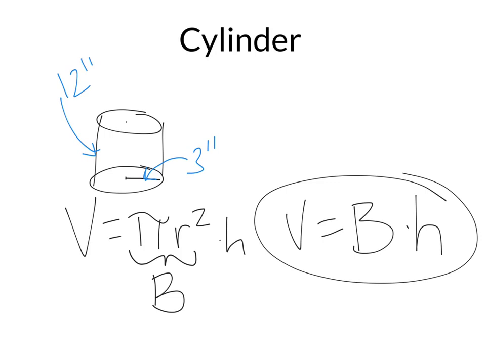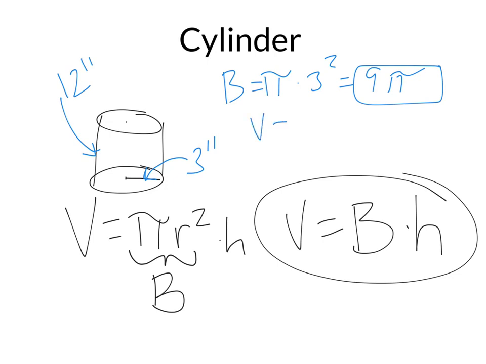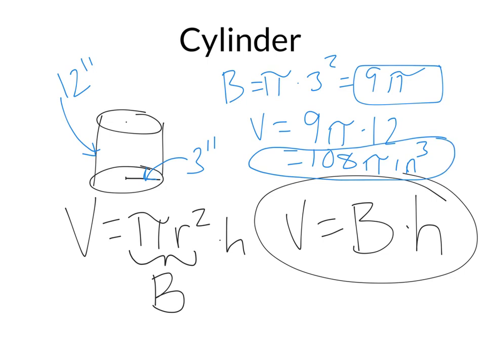Well, let's figure out the area of our base first. That's easy. Pi r squared, right? So pi times 3 squared is equal to 9 pi. And I'll keep this guy exact for now. So that's the area of my base. Big B equals that. So now my volume is 9 pi times 12, which is 108 pi. So this would be inches cubed, right? That would be my exact final answer.